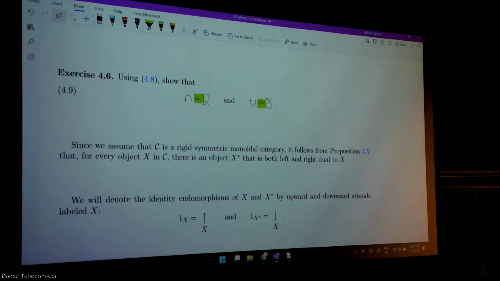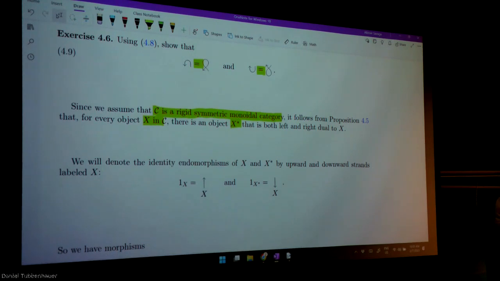Now remember, we're assuming that C is a rigid symmetric monoidal category everywhere here. So for every object in C, we have an object X dual that's both left and right dual to it. Every object has a left and right dual. So a bit of notation now. Before, when we gave the definition, we just had up arrow and down arrow, but we may want to have different objects and their duals. And so just having one up arrow and one down arrow is not enough notation.